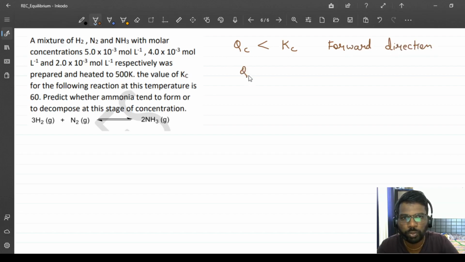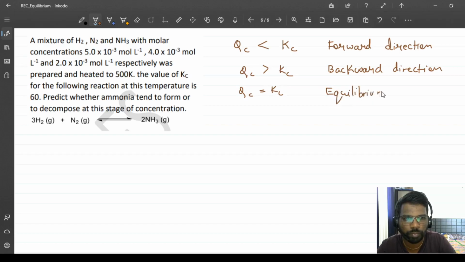If QC is greater than KC, then the reaction will proceed in the backward direction, that is from right to left, in the direction of the reactant. And if QC is equal to KC, that means the reaction is at equilibrium, right? Here, let's read the question.